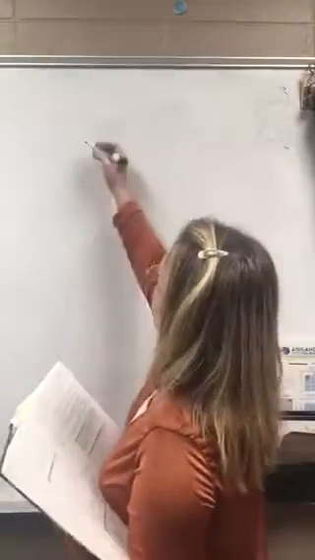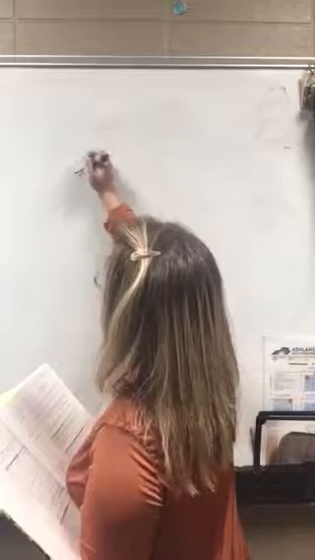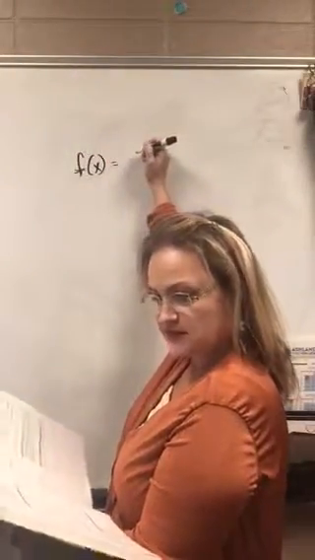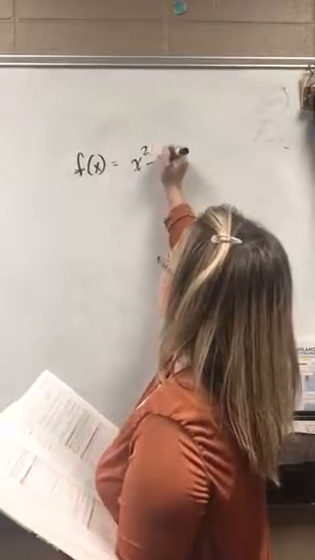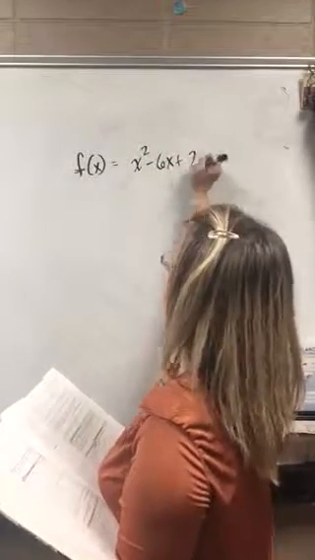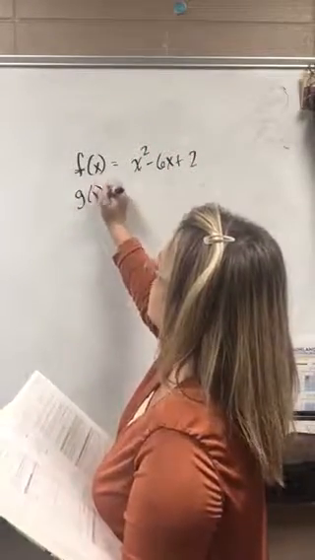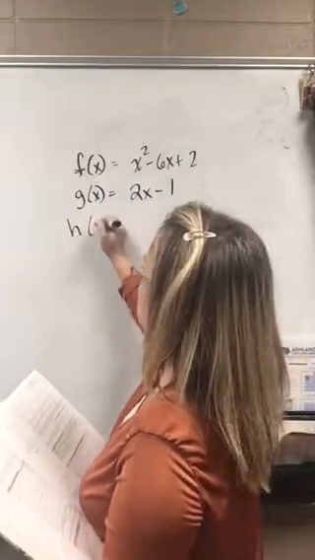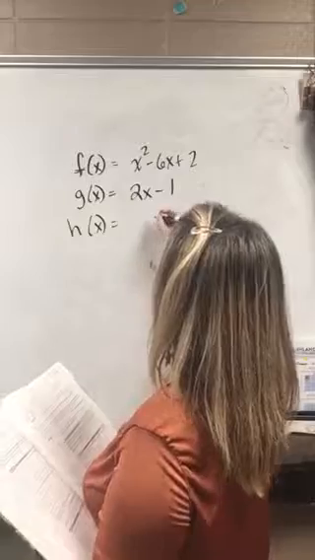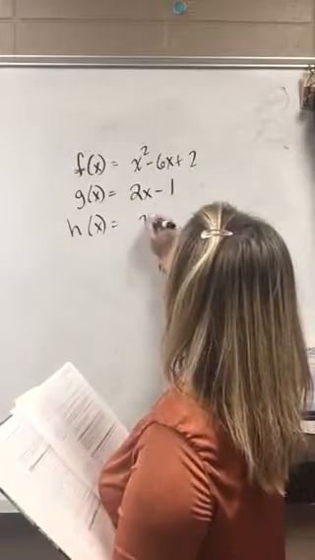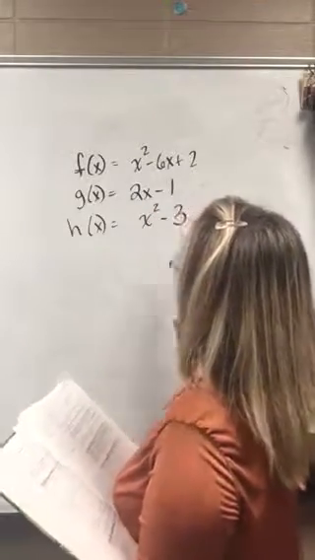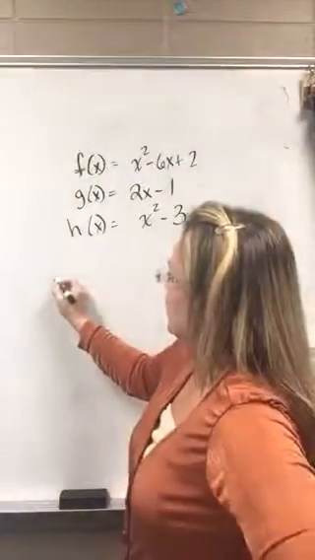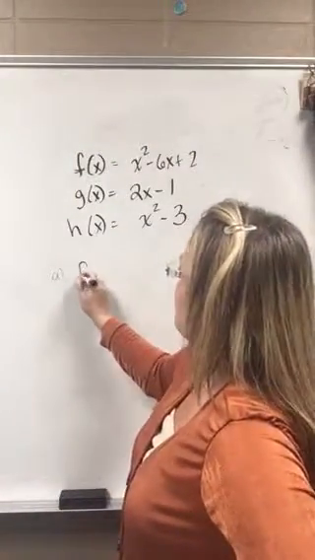Let's say we have a function f, and that is, let's say, x squared minus 6x plus 2. Let's have a function g that is 2x minus 1. And let's go function h that is, let's see, what can we do? X squared minus 3.